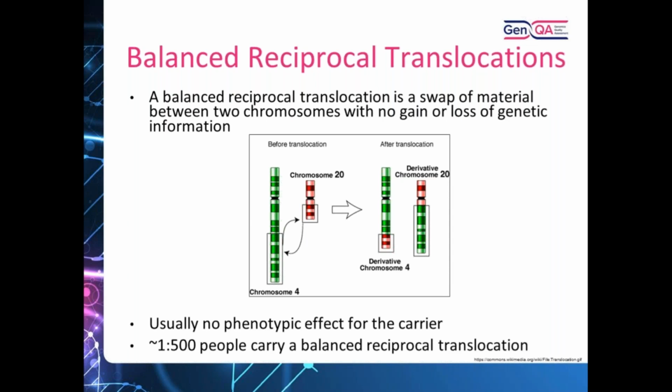Around about 1 in 500 people carry balanced translocations, so it's not that rare. And to put this in context, the population of the UK is around about 67 million, so there will be about 134,000 carriers of reciprocal translocations in the UK.